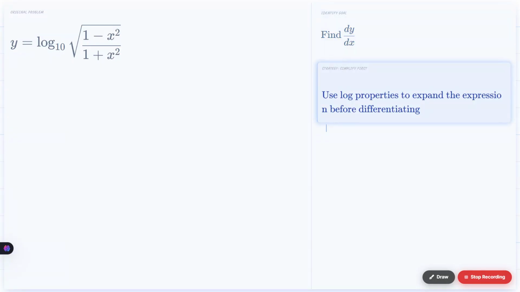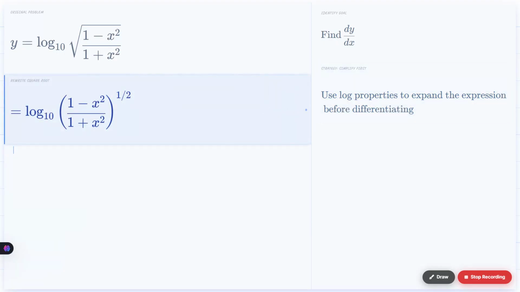We plan to use log rules to change the expression first. We do this to make the math easier to solve later. Changing the form helps us prepare for the next steps. We rewrite the square root as an exponent of 1/2. We do this to change how the equation looks. Square root is the same as raising something to the power of 1/2.